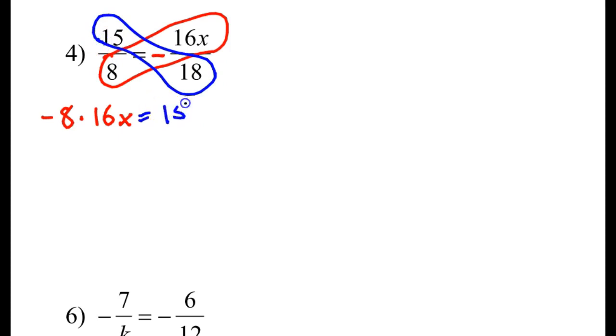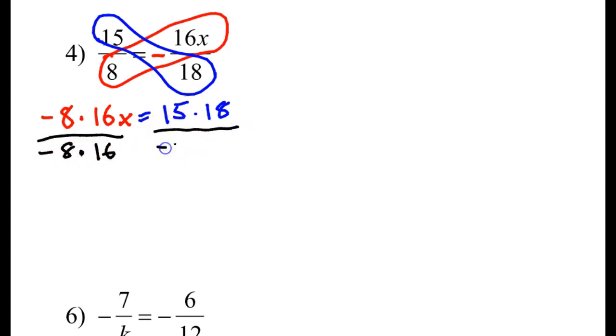15 times 18. Now I'm not multiplying them together. It'll be easier this way because I can divide both sides like I would divide by one number. I'm just going to divide by the negative 8 times 16, whatever that is. Instead of multiplying together, just divide it by the whole thing.